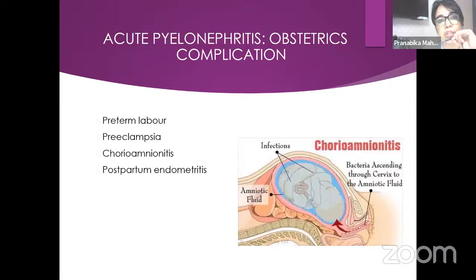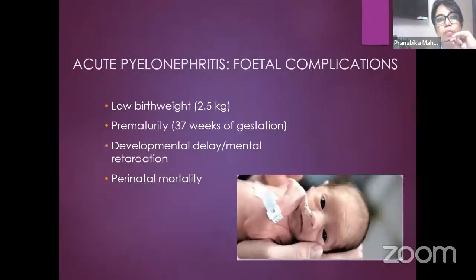Obstetric complications: yes, since there is an infection, this will induce labor and cause preterm labor, preeclampsia, chorioamnionitis, and postpartum endometritis. Next, fetal complications: if it is a preterm birth, it will have low birth weight also. Prematurity is another factor, along with developmental delay, mental retardation, and perinatal mortality. This will lead to increased perinatal mortality.